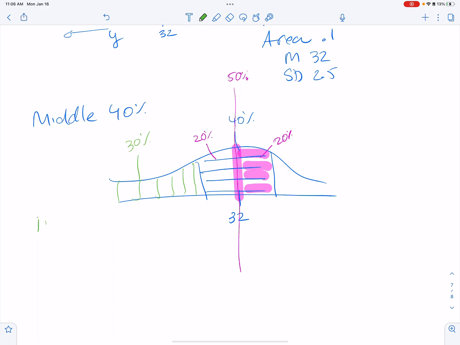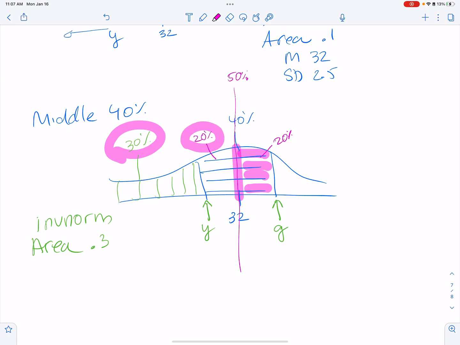So when we do our inverse norm, the area for this one here, because that's the value I'm looking for, y, is going to be 0.3. And this one here, the value, let's just say g, is going to be this 30% plus 20% plus another 20%. So it's going to be 70%. So that one, if I did inverse norm, is going to look for 70%, with the mean and standard deviation, everything else the same.